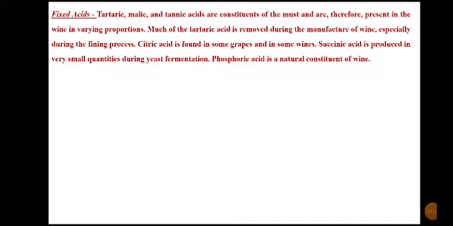Most of the tartaric acid is removed during the processing or the making of wine, because high concentration of tartaric acid makes wine taste bitter. So especially during the fining process, the concentration of these acids is removed. Sometimes there may be presence of citric acid. It is dependent on the variety of grapes which is being used. Indian varieties have high concentration of citric acid. Succinic acid is present in very small quantity. Phosphoric acid is a natural constituent of wine.